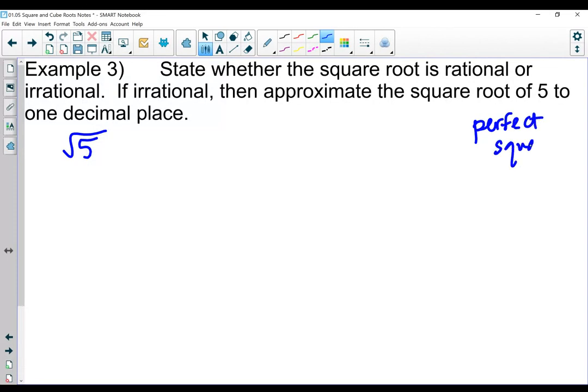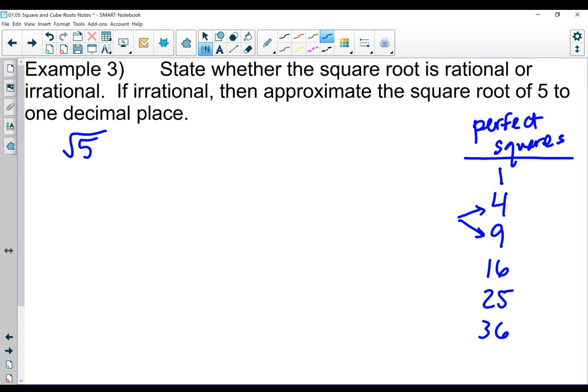let's make that little list again. It's really good to have one of these handy when you are ready to take the quiz. 1 squared is 1, 2 squared is 4, 3 squared is 9, 4 squared is 16, 25, 36. 5 is not on our list anywhere. The square root of 5 is between the 4 and the 9. So those square roots equal 2 and 3. So the square root of 5 is going to be between 2 and 3.